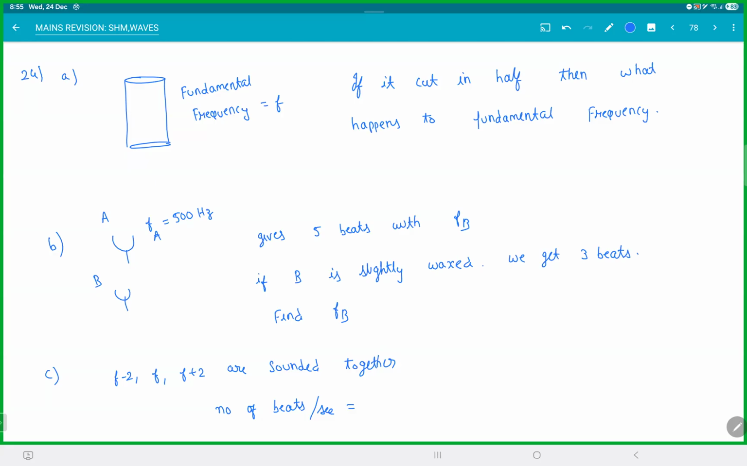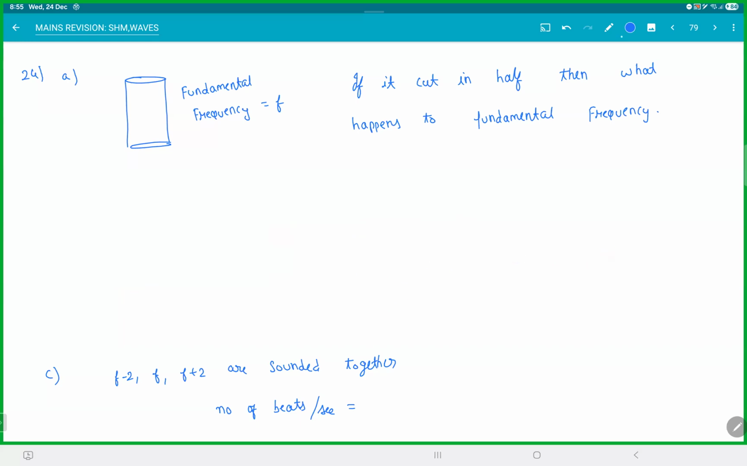Let's see. This formula, I hope you remember. Suppose this is F minus n and F plus n, you take the two ends, F plus n, F and F minus n, and the number of beats will be 2n. And you also proved the beats will not have the same intensity. You should check out the notes. That would be an advanced question: find the ratio of intensity of beats. If I ask you the ratio of intensity of beats, it becomes an advanced question. If I just ask you the number of beats, it is an easy one.